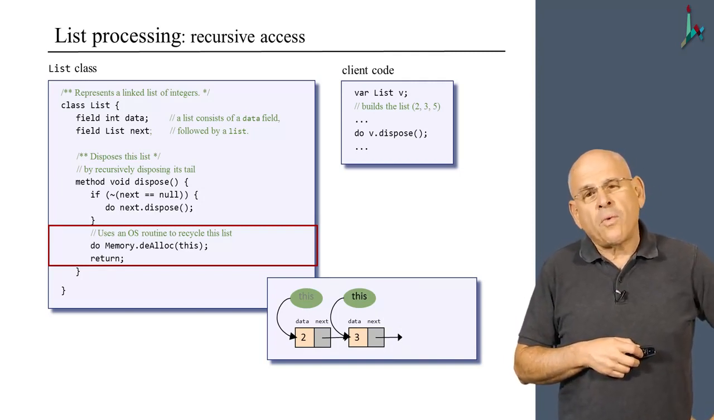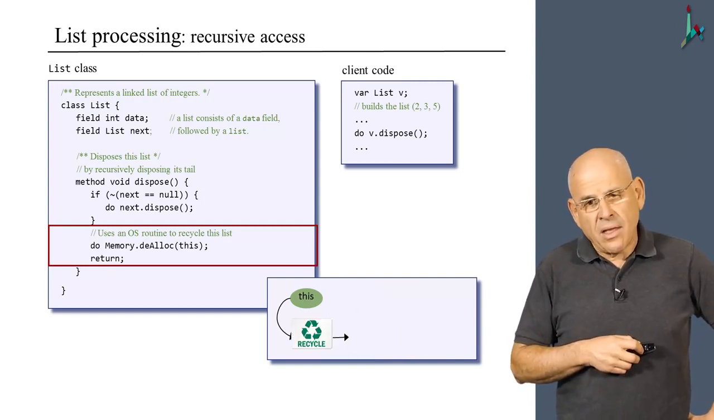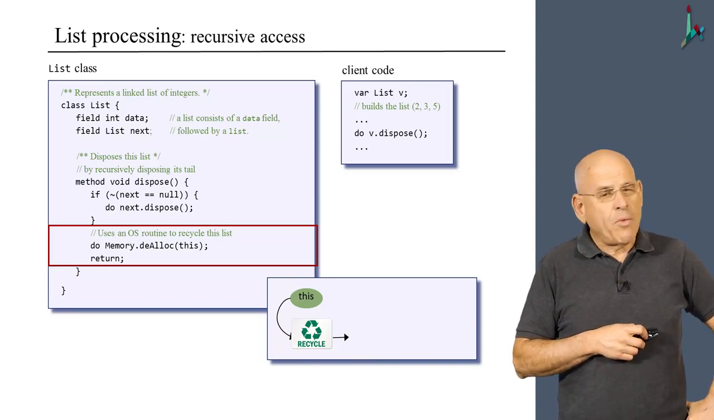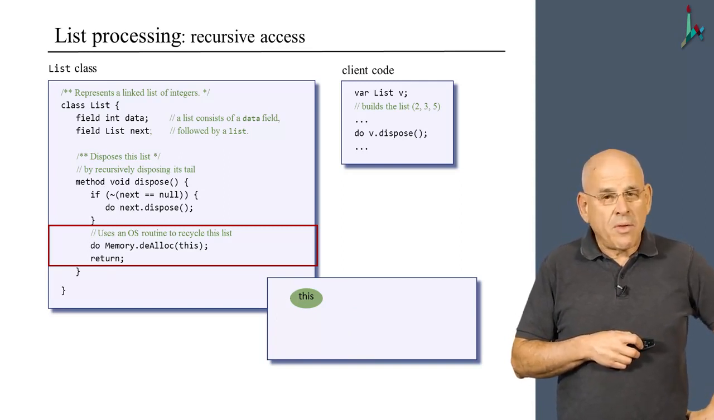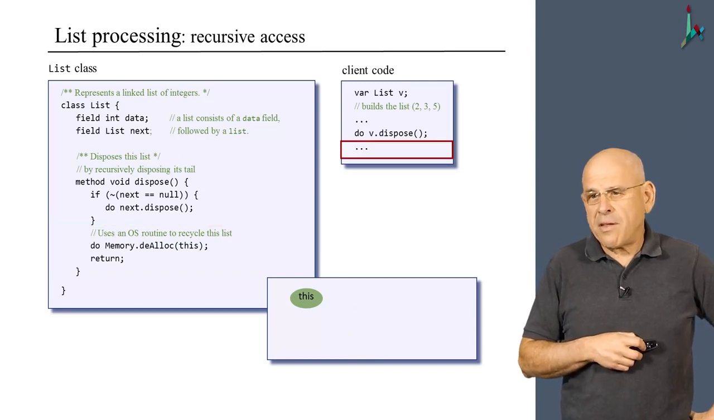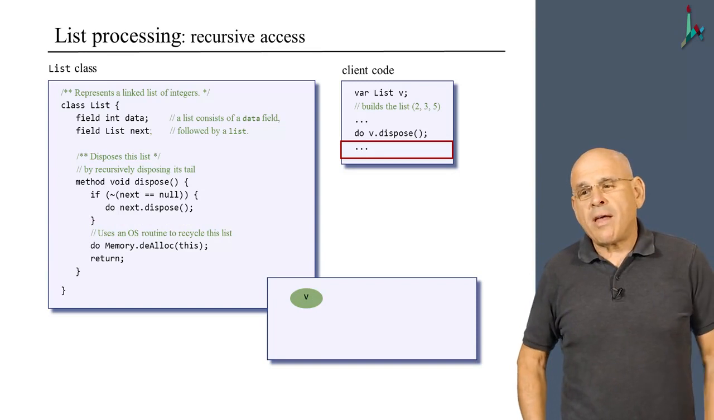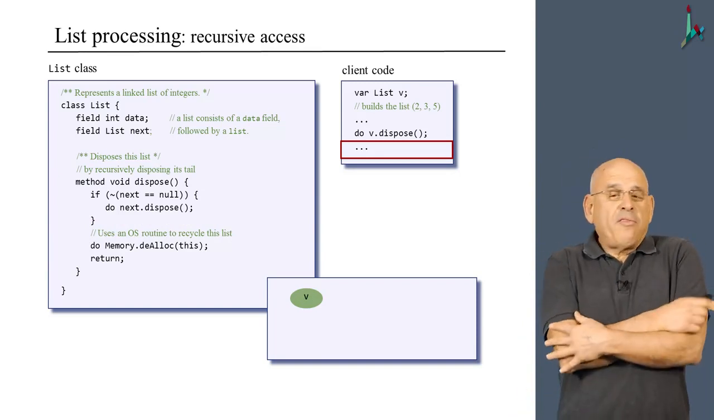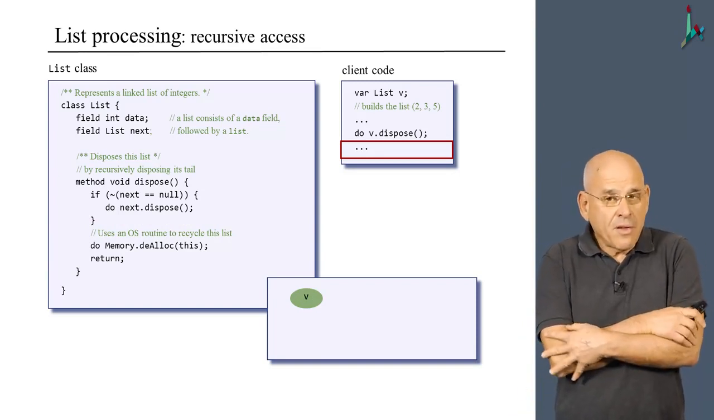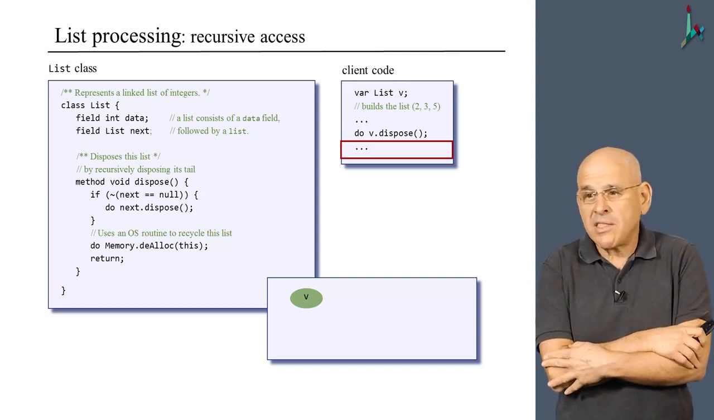So we recycle this part of the list also, and we do a return. We recycle that item, and we do a return. And once we do this return, we get completely out of this recursive method. And what used to be called this goes back to be named v. But now v points to nothing, because we basically disposed everything in this list, so the list is no more.